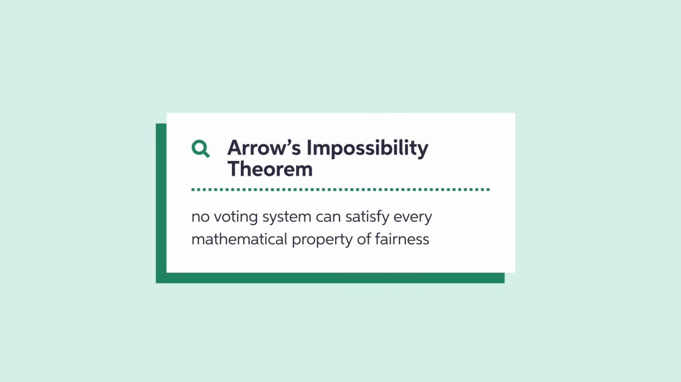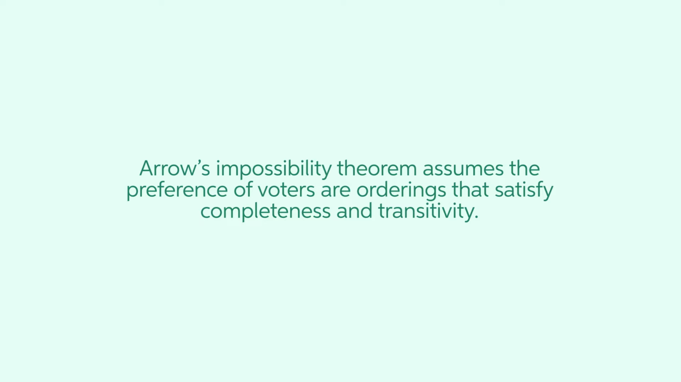This is a powerful result because the theorem implies the mechanism for public choice will be flawed under any voting system for aggregating preferences. As a caveat, it is worth noting that Arrow's Impossibility Theorem assumes the preferences of voters are orderings that satisfy completeness and transitivity. Since not all voting methods utilize an ordering system, Arrow's Impossibility Theorem may not apply universally.